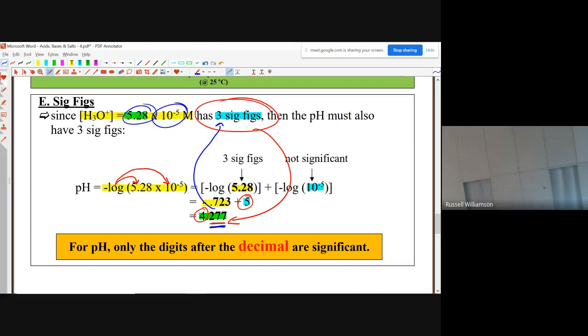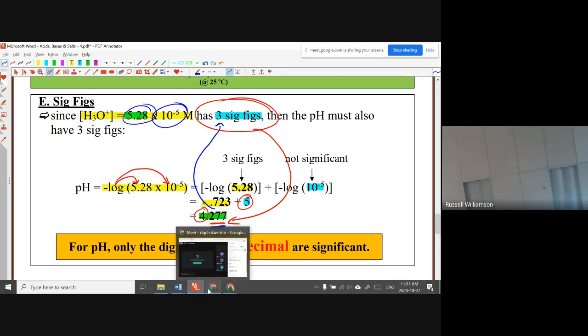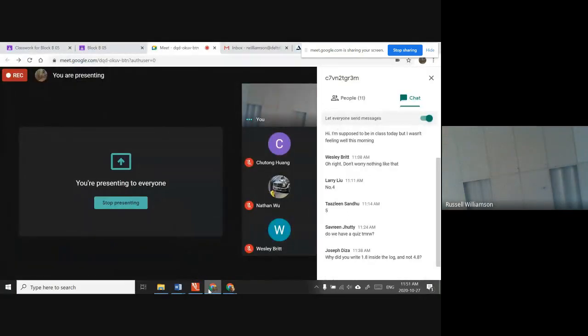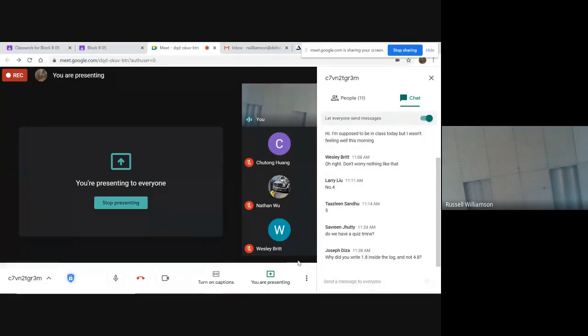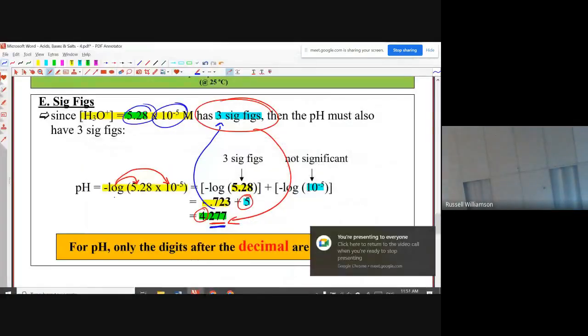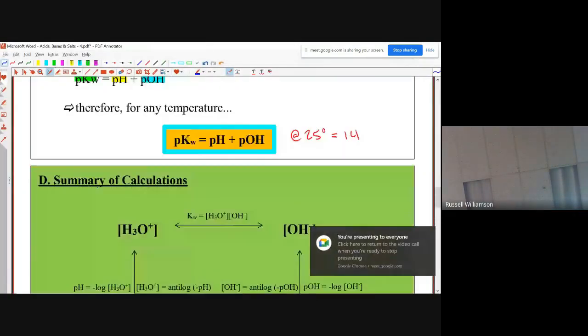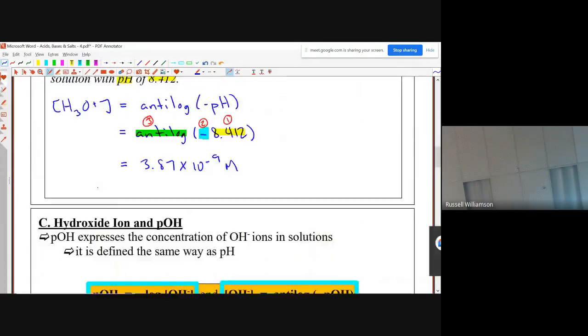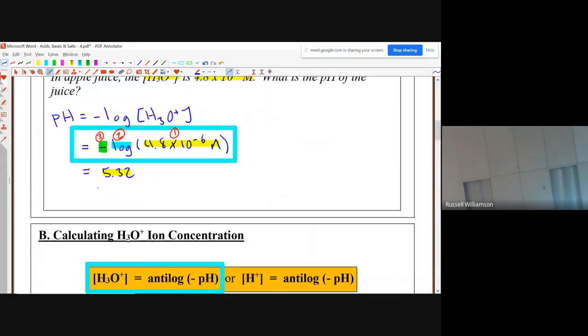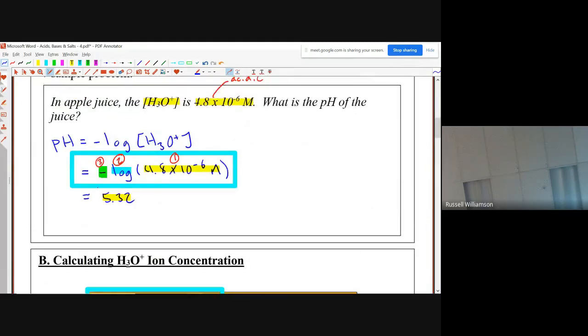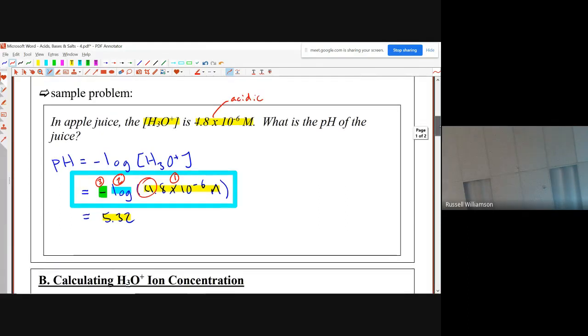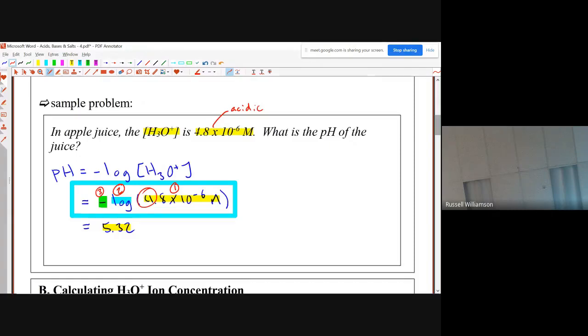Again, I'm just going to go back to my online group here to see if there's any questions there. Why did you write 1.8 inside the log, not 4.8? It might have been my, it's been doing some weird things. Let me just take a look here. Yeah, that's just this right here. So I did take the negative log of 4.8. I think that's what you're getting at, Joseph. It's just, again, my crappy handwriting. It doesn't look much like a 4. I understand.